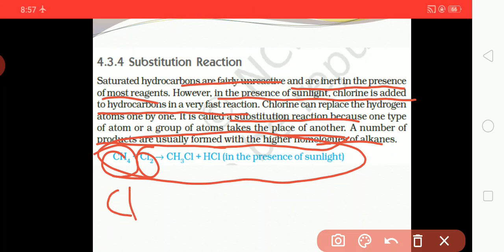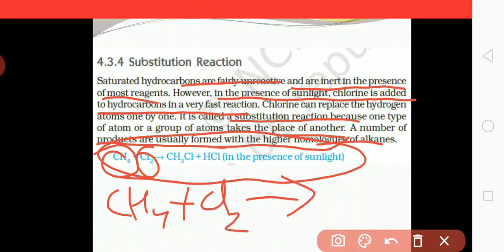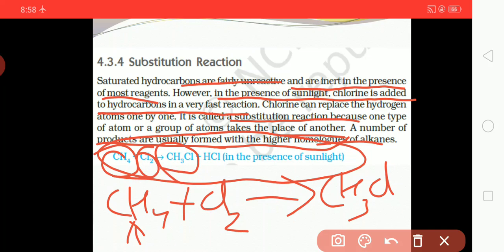In this you can see that when CH4 plus Cl2 react with each other, during that reaction what will be seen? One hydrogen will be removed, so it will be CH3. One hydrogen is removed, and in place of that hydrogen, chlorine will add. So CH3Cl. And the hydrogen which is removed will react with the other chlorine and give HCl.